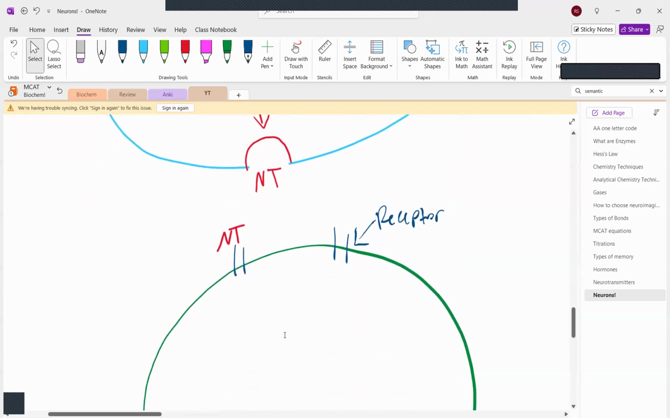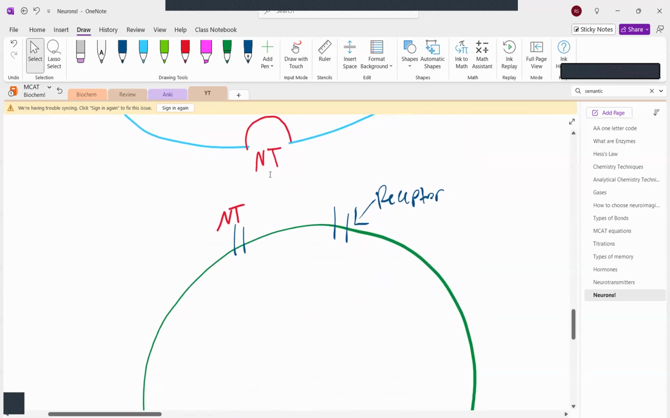And then the neurotransmitter that I drew here can bind to a receptor, and that receptor can start a signaling cascade in this postsynaptic cell.